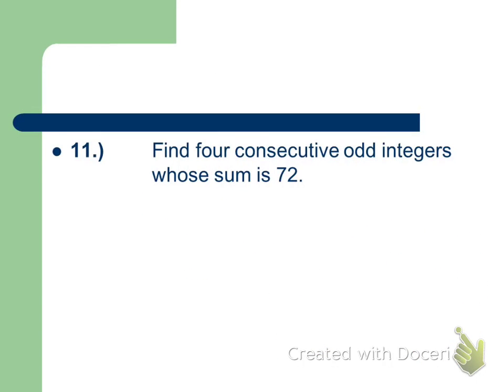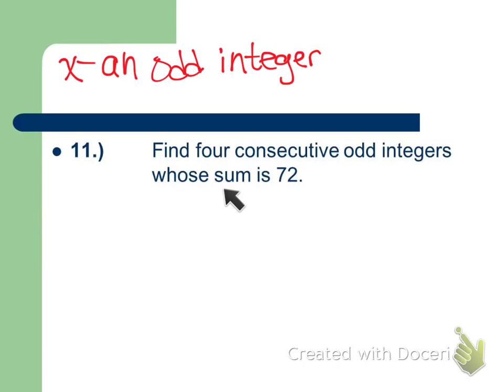All right, last one. Find 4 consecutive odd integers whose sum is 72. This one's going to be very similar to the last one. X will represent an odd integer this time instead of an even one. Again, sum means I am adding, but this time I'm adding how many numbers? 4 of them. So space 1, 2, 3, 4, and when we add them up we get 72.